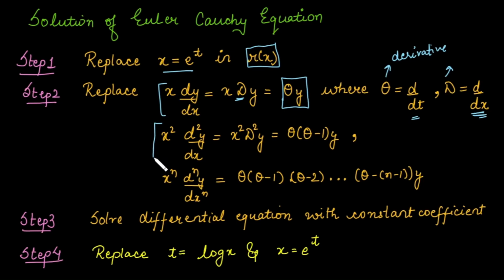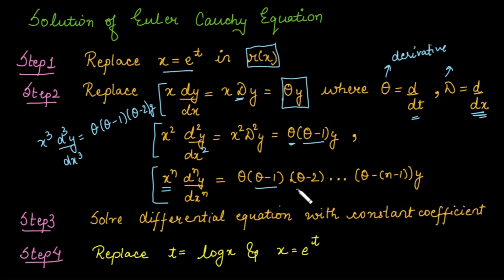And if we have a term x square, second order derivative of y with respect to x, that is replaced by theta into theta minus 1 into y. And if we have a term x cube, third order derivative of y with respect to x, that is replaced by theta into theta minus 1 into theta minus 2 into y. And if it is the nth order derivative of y with the coefficient x raised to power n, in that case we replace this term by theta into theta minus 1, theta minus 2 till theta minus n plus 1.